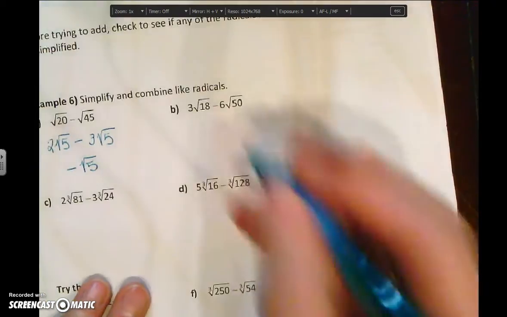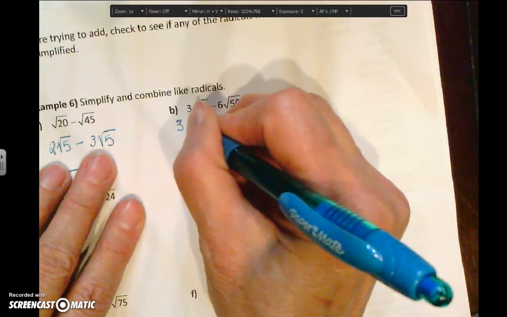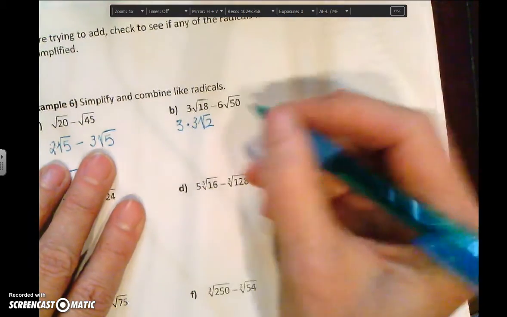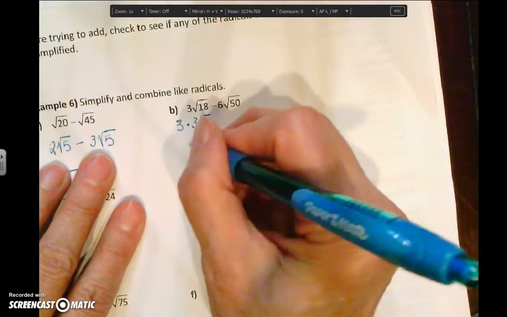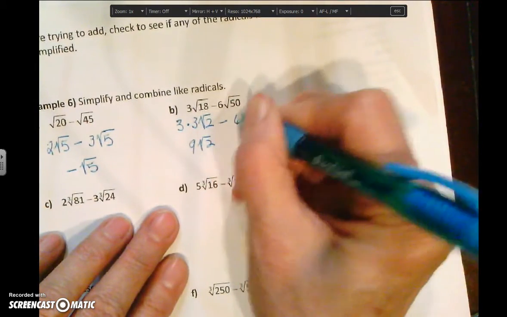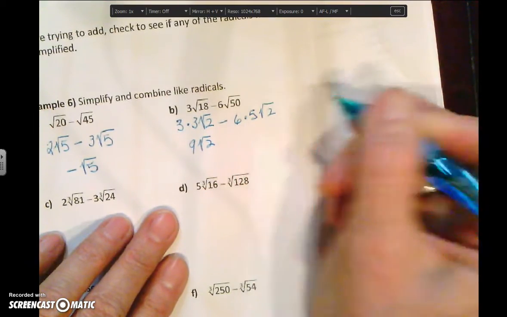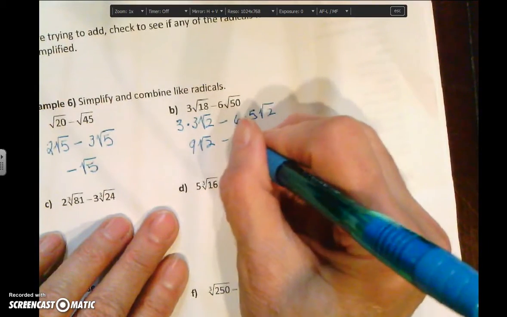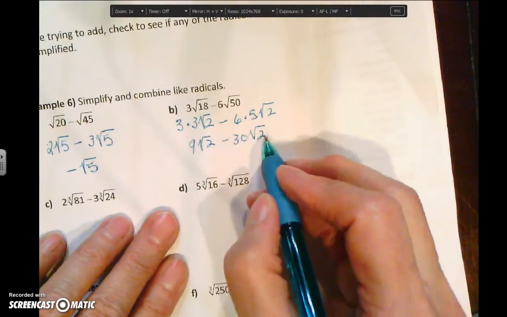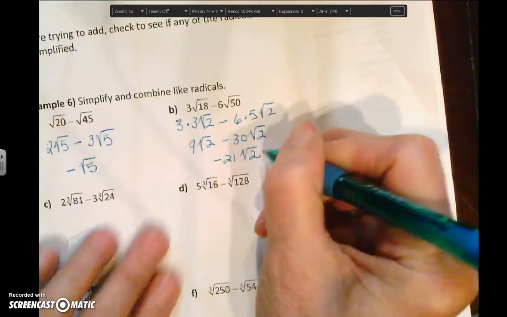B, I've got 3 square root of 18, and 18, which is 9 times 2, would be 3 radical 2. And so this 3 and that 3 are going to multiply to be 9 radical 2. Minus 6, 50 is 25 times 2. So that square root of 25 is 5, and I'm left with a 2. So 6 times 5 is 30 radical 2. So now I have like radicals, so 9 minus 30 is a negative 21 radical 2.